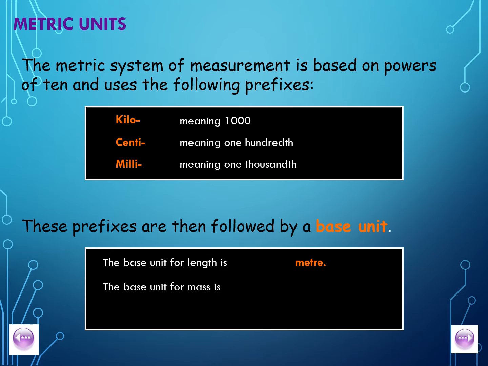Now, another base unit for mass. Mass, in other words, is weight. This is going to be gram. The base unit is gram. And finally, another one that you need to know is the base unit for capacity. Now, the base unit for capacity is liter, and again, we are going to use prefixes in front of that to give us different understandings of liquids and volume.